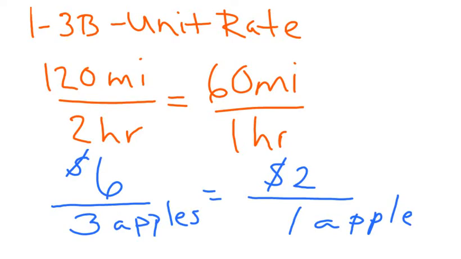Unit rates. A unit rate is how much for 1, or a fraction over a 1 of some real life problem. For instance, if you drive 120 miles in 2 hours, you are going 60 miles in 1 hour. That's the unit rate, 60 miles per hour. If you buy 3 apples for $6, then you're paying $2 per apple. That's the unit rate.